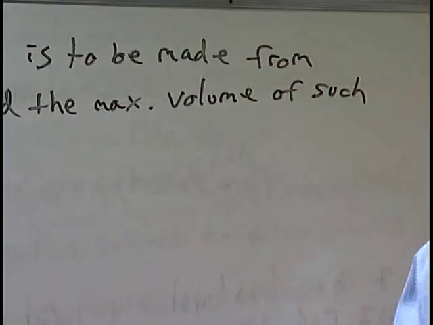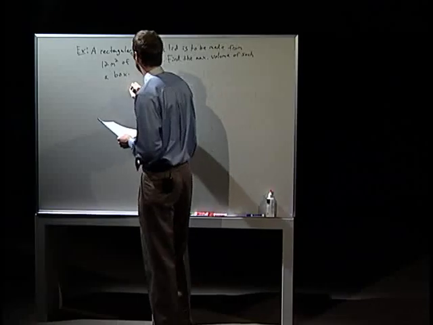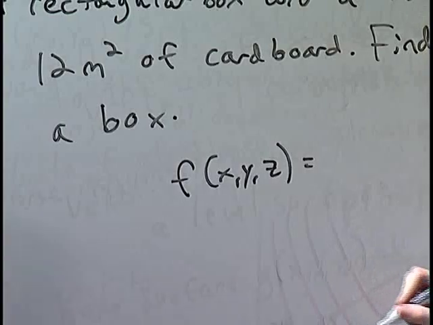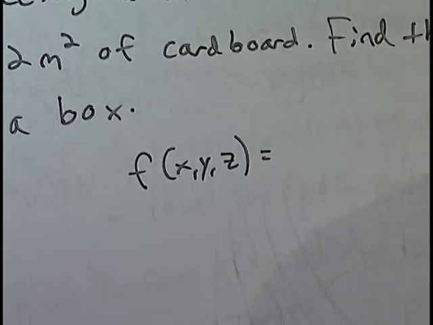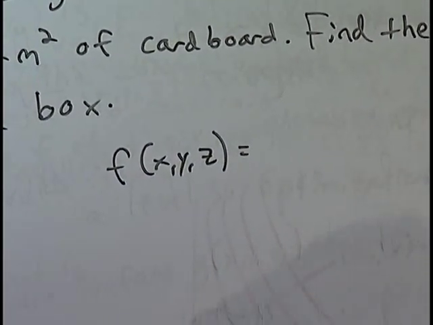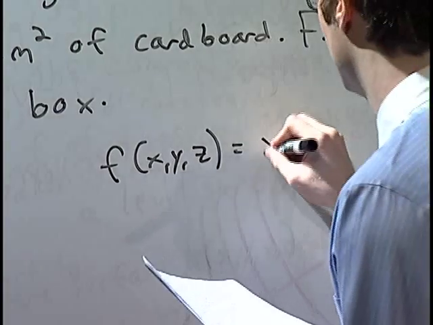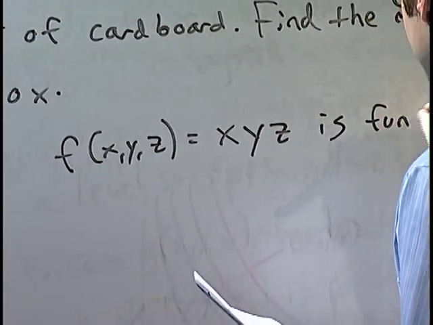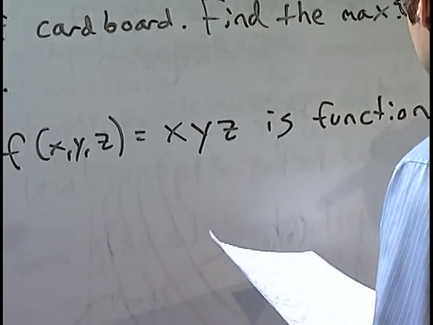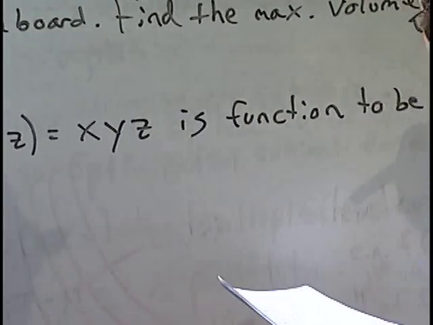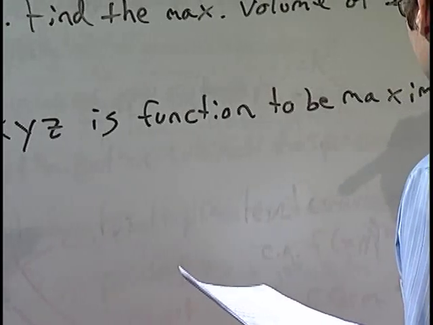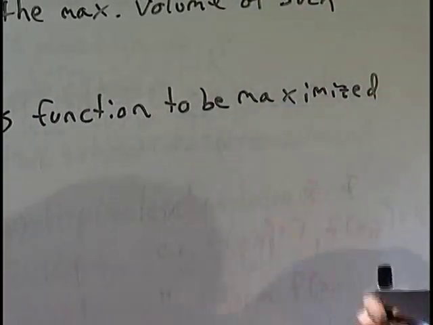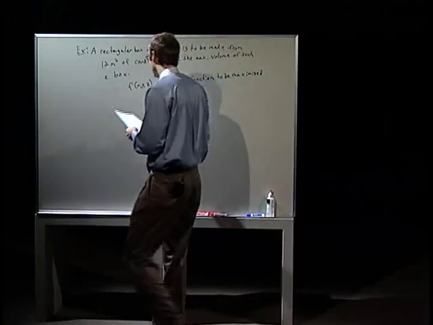Okay, so first things first. We want to maximize the volume of a rectangular solid. Well, that's just length times width times height, right? So this is the function to be maximized. So there is the volume of a rectangular solid, length times width times height. Nothing fancy going on there. Okay, what are our constraints?